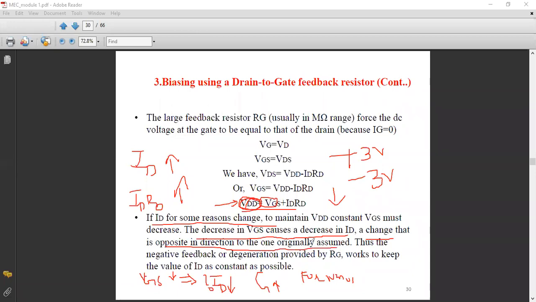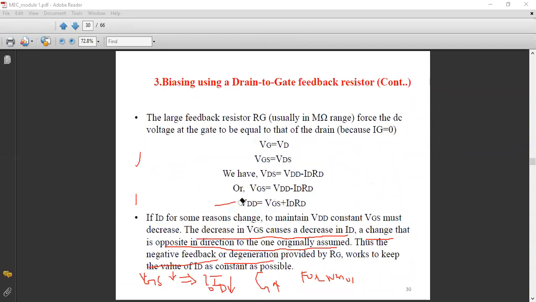Originally our assumption was that ID has increased. So now you observe a decrease in ID, which is opposite to the original assumption. Thus, we have observed a negative kind of feedback here, or degeneration, which is provided by RG. So here the degeneration action is done by which resistance? It is done by RG, whereas in the previous case, that is in the second type of biasing, the source resistance is playing that role.